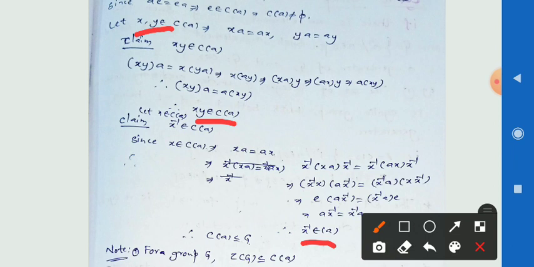Similarly here, x comma y belongs to C of A implies xy belongs to C of A, and x belongs to C of A implies x inverse also belongs to C of A. Here C of A is satisfying the two conditions. Therefore we can conclude that C of A is a subgroup of G.